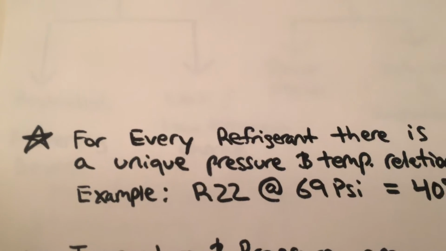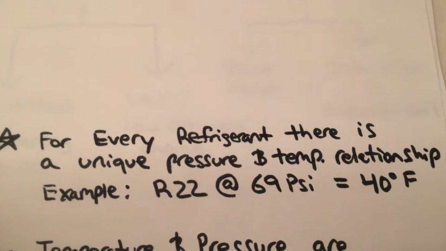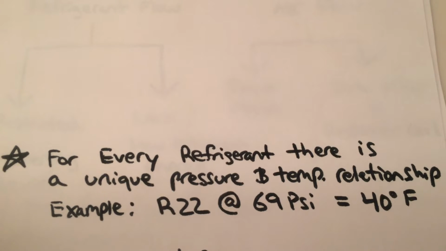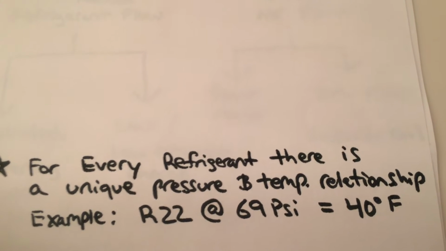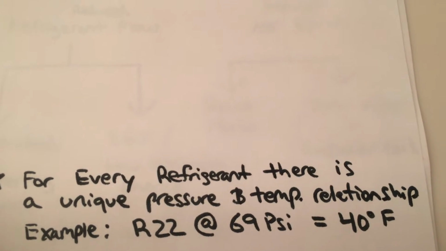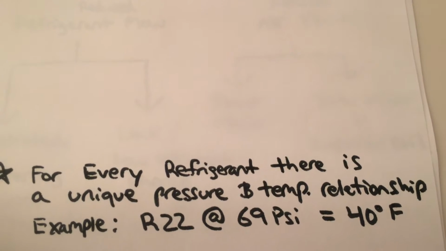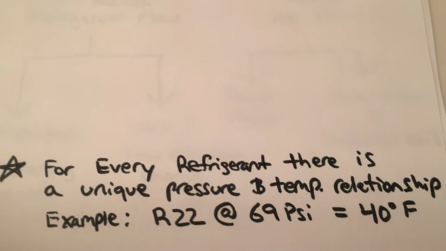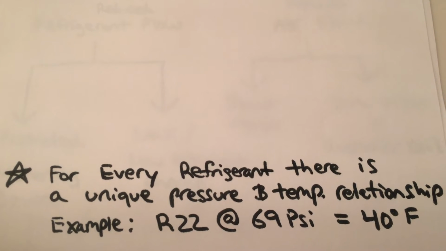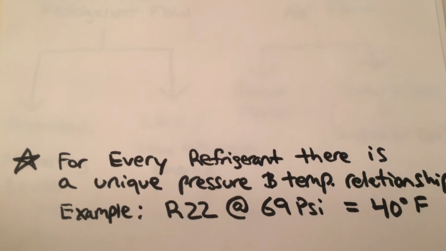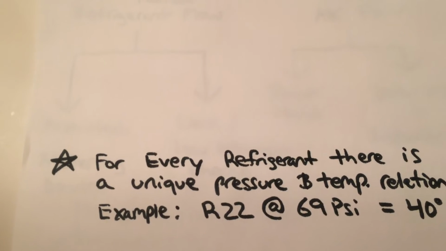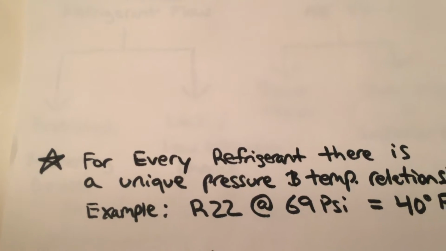So, concept number one, for every refrigerant, there's a unique pressure and temperature relationship. Our example being R22. At 69 psi, it will have a temperature of 40 degrees Fahrenheit. And for any increase or decrease in temperature or pressure, we can reference a PT chart, or pressure temperature chart, and we can see a whole row for every pressure and every temperature what the other value would be. So if we had 45 degrees, we could see the corresponding pressure for that temperature and vice versa.